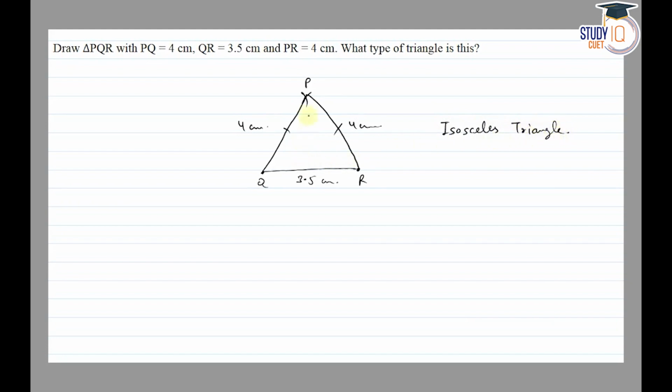So we have that triangle PQR is an isosceles triangle. Thank you.